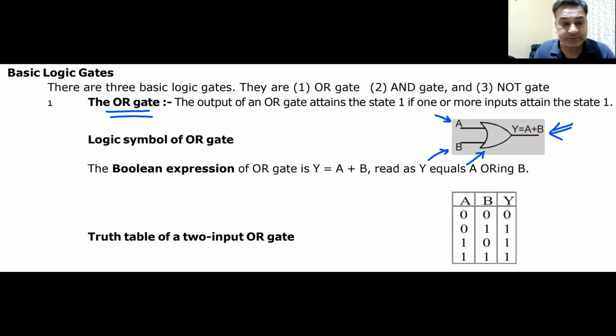Do we see this? Or shall I make it bigger? Okay. Output is single. Inputs are two. One input is A, one input is B, and the output is A plus B.